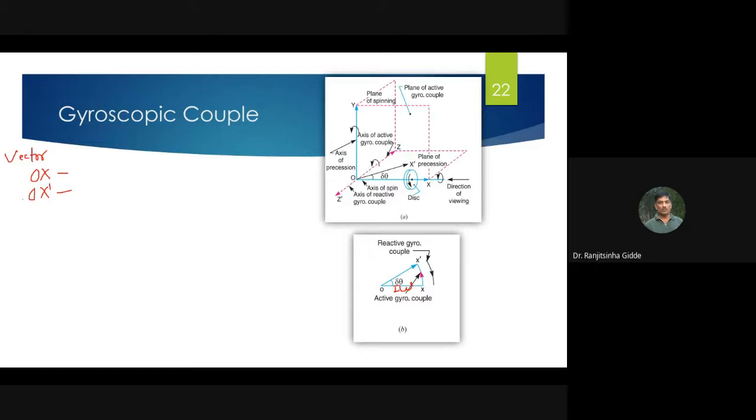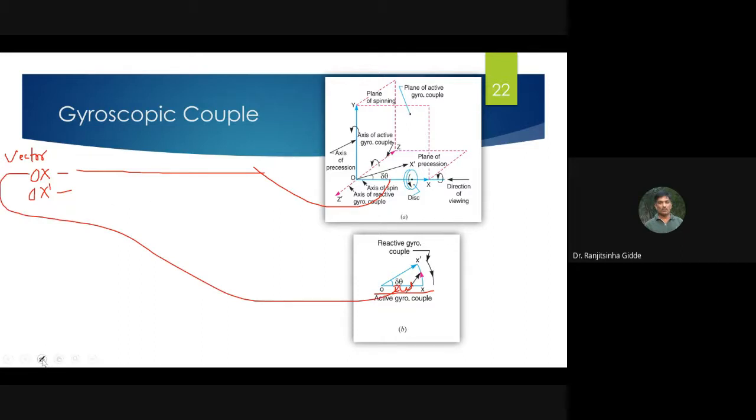Next line you can write, vector OX. This vector OX represents angular momentum when the axis of spin is OX. Okay.